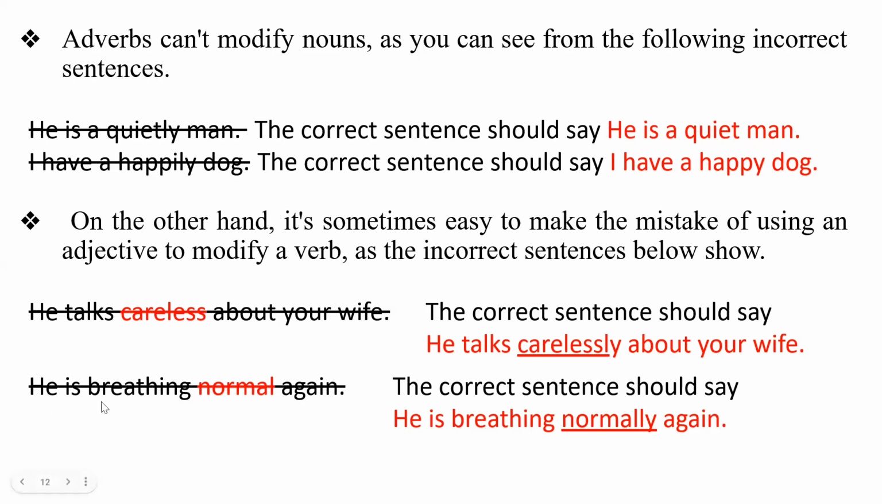Another one, he is breathing normal again. Normal here is also an adjective, and this is not correct. That's the reason why I cross the sentences. The correct one should say, he talks carelessly about your wife. So carelessly here is an adverb which is used to modify the verb talk. This is correct. Another one, he is breathing normally again. Normally here is an adverb that is used to modify the verb breathing.